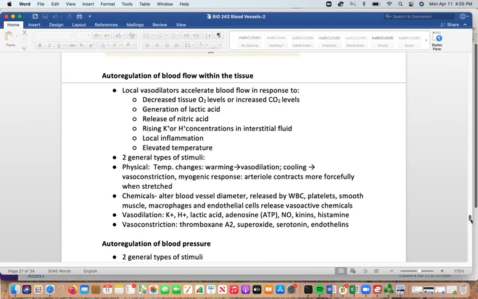So we have two main types of stimuli, physical and chemical. Physical things would be something like temperature changing. When you have warming, it will lead to vasodilation. This is going to put blood closer to the surface of the skin to allow it to cool. When there's cooling, you'll have vasoconstriction.